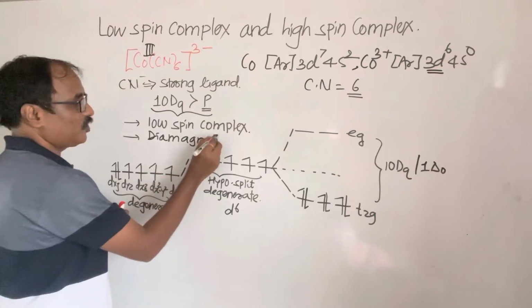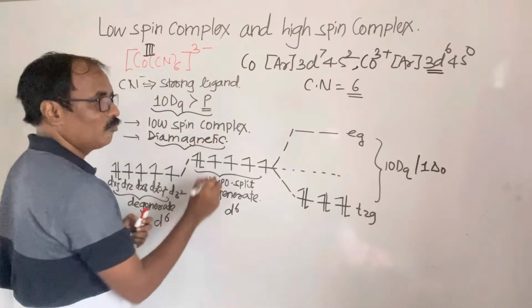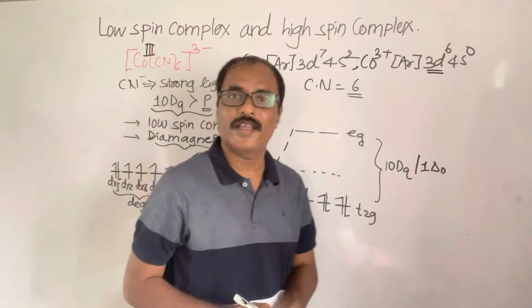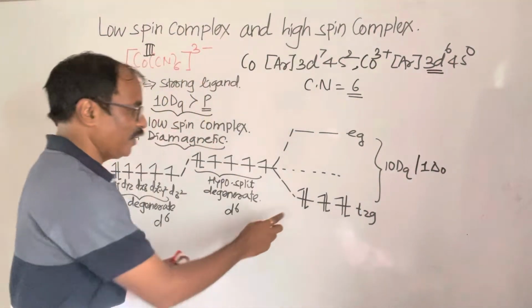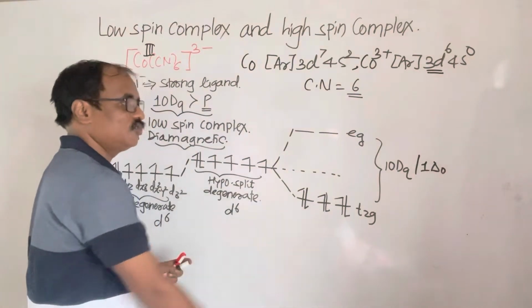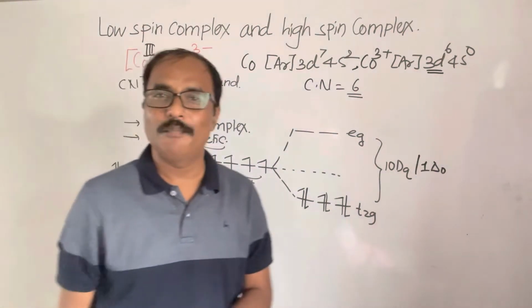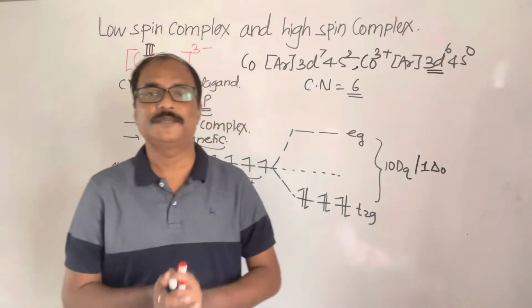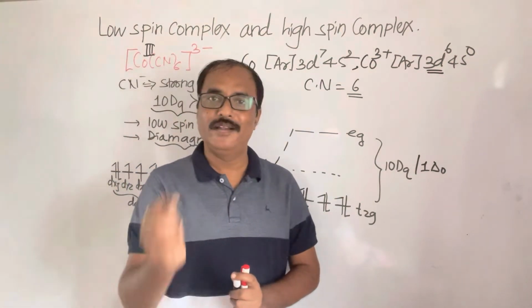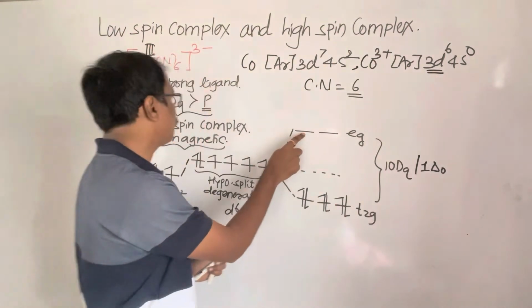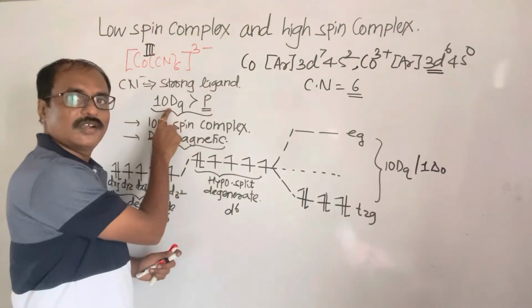और जब कॉम्प्लेक्स डायमैग्नेटिक होता है तो उसका मैग्नेटिक मोमेंट 0 होता है. उसका मैग्नेटिक मोमेंट क्या होता है? 0 होता है. सो हियर स्पिनिंग ऑफ फोर्थ इलेक्ट्रॉन इन लोअर t2g, दैट इज दिस कॉम्प्लेक्स इज सेड टू बी लो स्पिन कॉम्प्लेक्स. eg में नहीं एंटर करता हूं क्योंकि eg में एंटर करने के लिए एनर्जी बहुत लगेगी. बिकॉज व्हाट इज द रिलेशन हियर? 10 Dq इज ग्रेटर देन P.